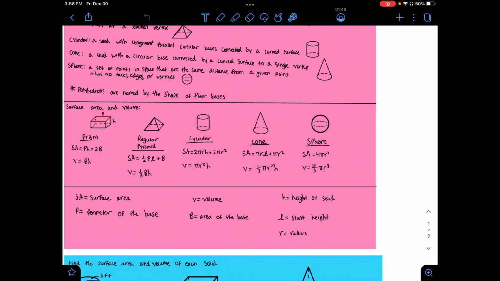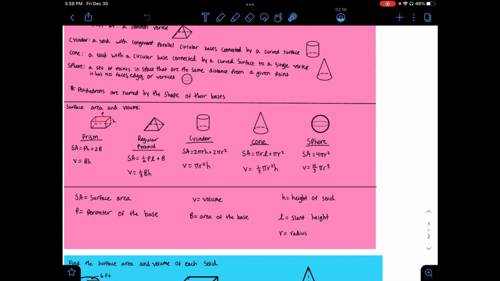For a regular pyramid, which means these sides are all the same, for the surface area, you do 1/2 times the perimeter of the base times the slant height. So this is the slant height, plus the area of the base. For the volume, you do 1/3 times the area of the base multiplied by the height, which is different than the slant height. The slant height is the one that's slanted. The actual height goes from the center to the vertex at the top.